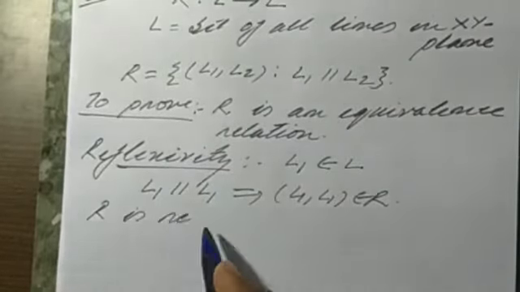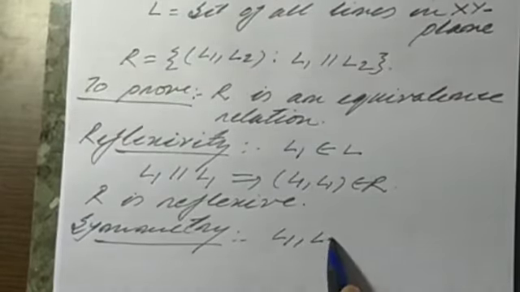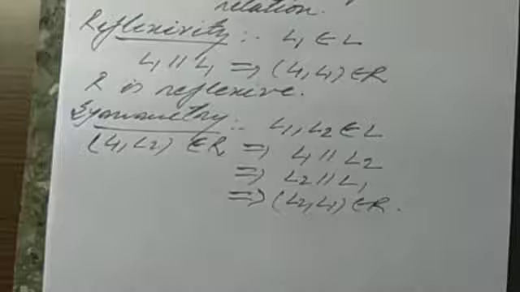Now let us talk about symmetry. Let us take two arbitrary elements L1 and L2 from the set L such that (L1, L2) belongs to R. It implies that L1 is parallel to L2, and obviously if L1 is parallel to L2, it may also be written as L2 is parallel to L1. So it implies that (L2, L1) belongs to R. In this way we have shown for any arbitrary straight lines L1 and L2, if (L1, L2) belongs to R, then (L2, L1) must also belong to R. So R is symmetric.